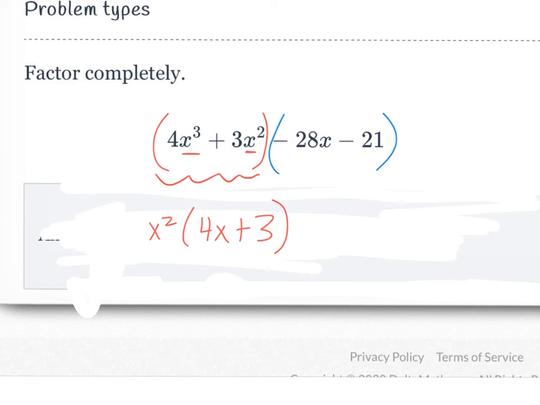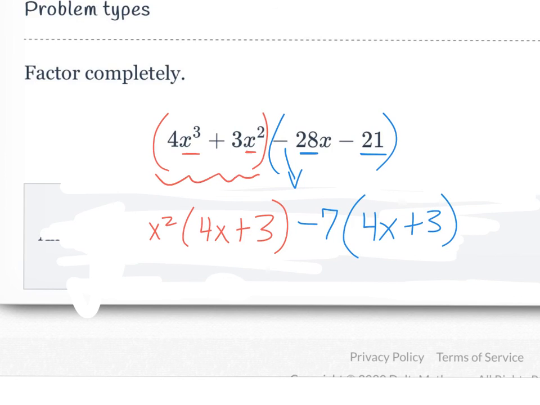Now, referring back to the previous problem, when that first term is a negative, I said I prefer to take out a negative, and here is why. If I take out a negative here, and then I look at my other terms, they don't have a common variable, but 28 and 21, what'll go into both of those? The biggest thing is 7. So I take out a negative 7. That is now going to make this a positive 4x. Since I took out a negative, that is now going to leave a positive 3.